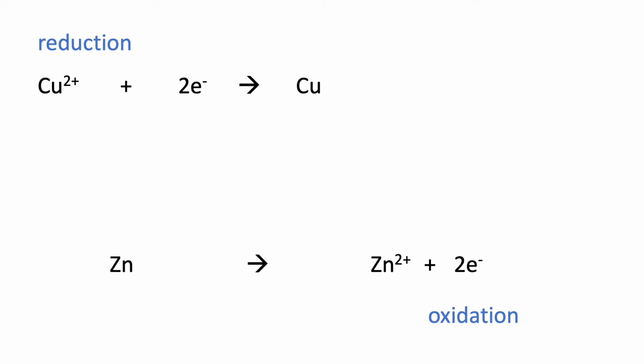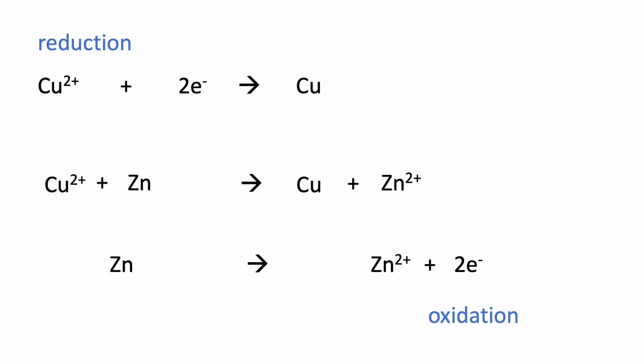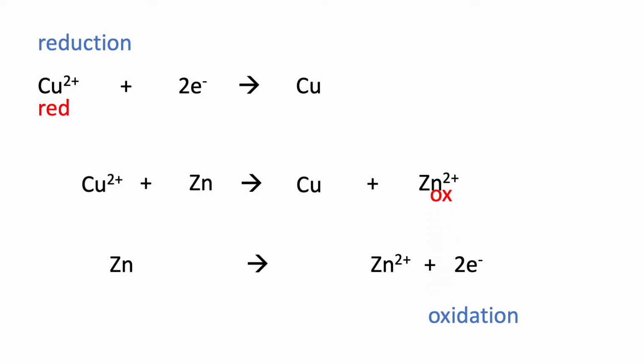Let's assume these reactions are happening at the same time, so we will add these equations together. We have 2 electrons on both sides, so we can ignore these. What we end up with is a redox reaction. Red from reduction, ox from oxidation. Redox.